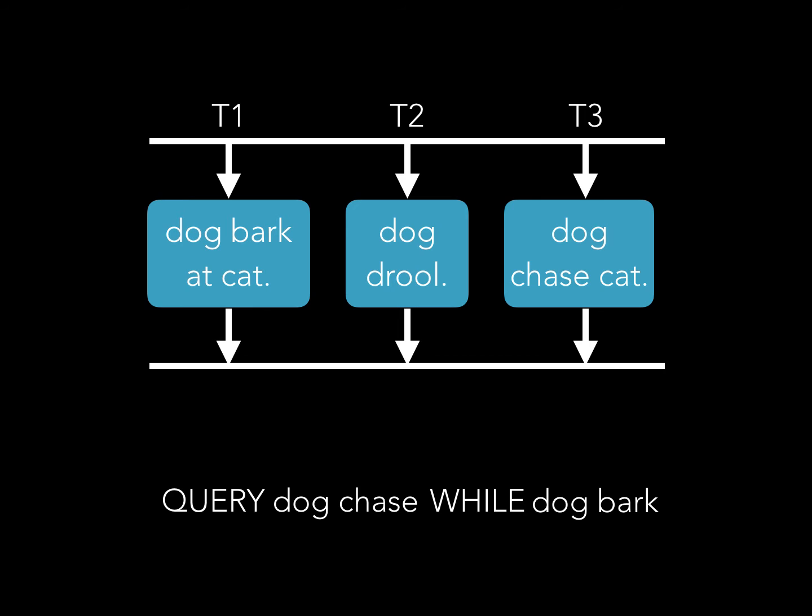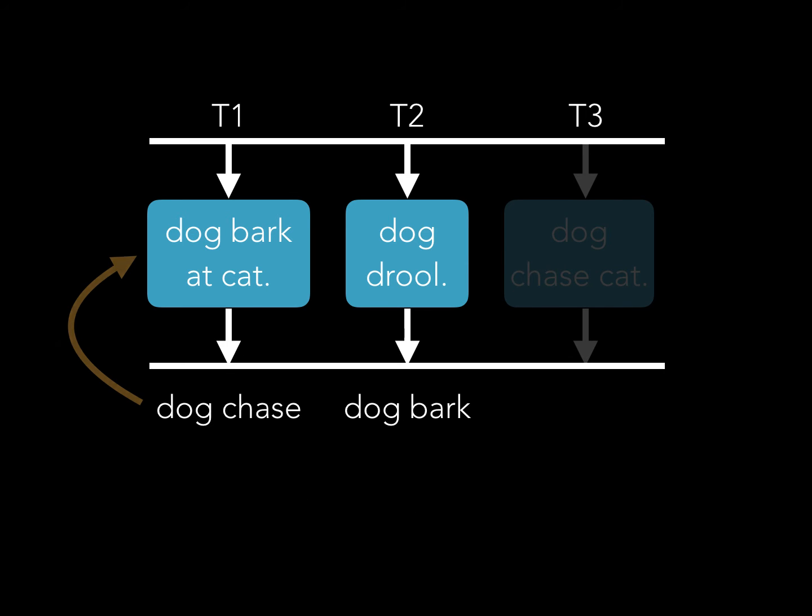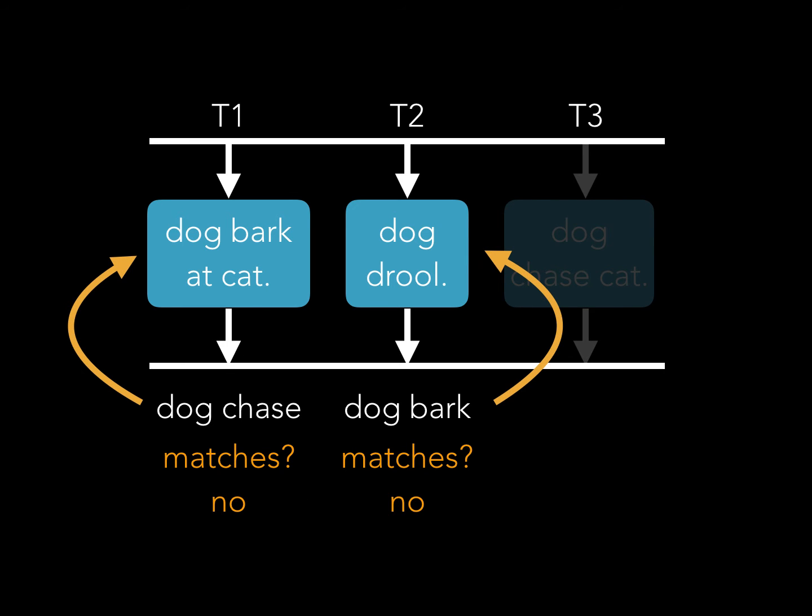Now consider a slightly more complex case containing 3 parallel threads rather than just 2. To evaluate whether this story matches the criteria, the engine must consider all possible combinations of story thread pairs. So for example, it might take T1 and T2 and then see if T1 contains dog chase and T2 dog bark. Since neither operand matches, it then reverses the operands, comparing T1 with dog bark and T2 with dog chase. In this case, T1 does actually match dog bark, but T2 does not match dog chase. And so the engine continues on to the next pair, T2 and T3.